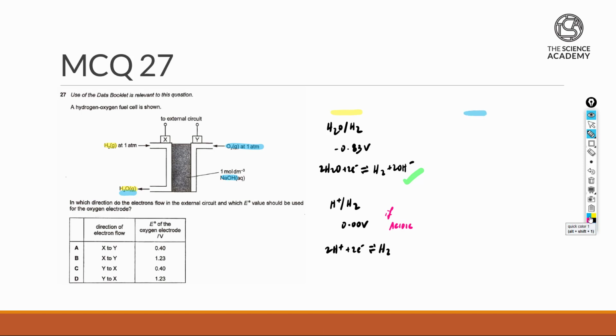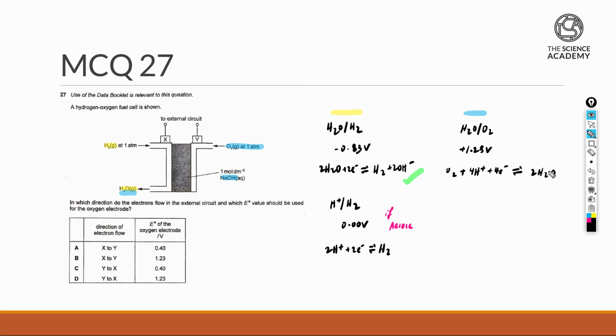So we have two forms of equation, either the water oxygen half equation. That water oxygen half equation will be at an E value of positive 1.23 volt. From the data booklet, we'll be writing out as O2 plus 4H plus 4 electrons reversibly to give us our 2 units of water.